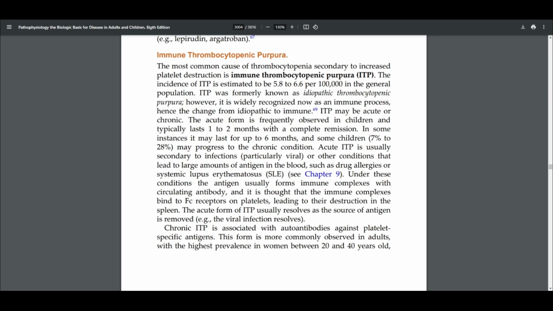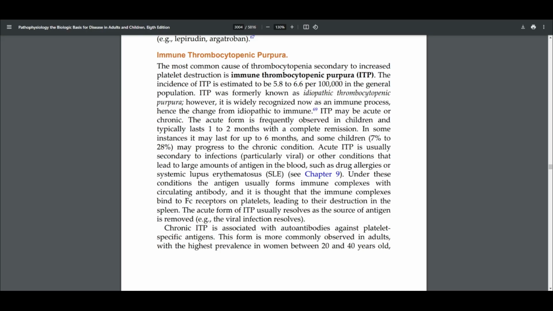ITP may be acute or chronic. The acute form is frequently observed in children and typically lasts 1 to 2 months with a complete remission. In some instances, it may last up to 6 months in some children and may progress to a chronic condition. Acute ITP is usually secondary to an infection, particularly viral infections, or other conditions that lead to large amounts of antigens in the blood, such as drug allergies or systemic lupus erythematosus.